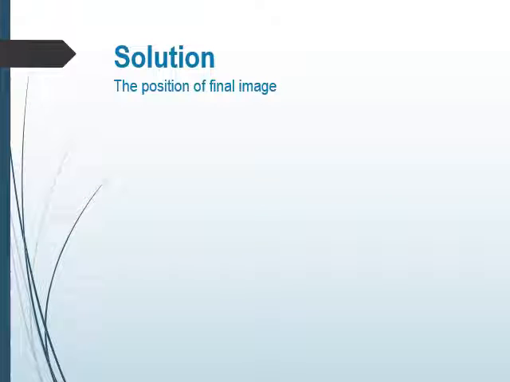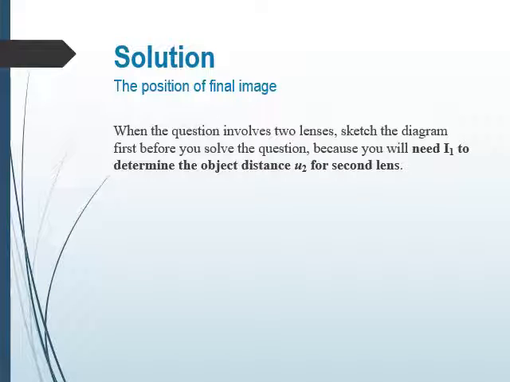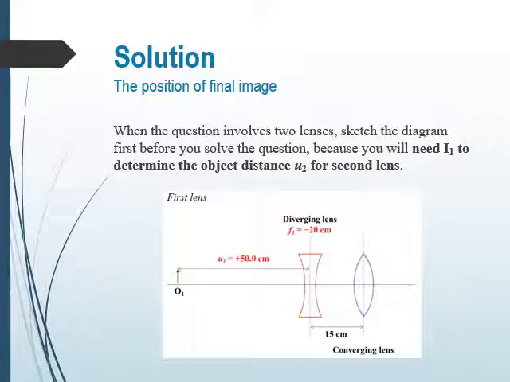You are given two lenses in this question. When the questions involve two lenses, it is always a good idea to sketch the diagram before you solve the question, because you are going to need the position of I1 to determine the object distance U2 for the second lens. Now let us begin with the refraction through the first lens.